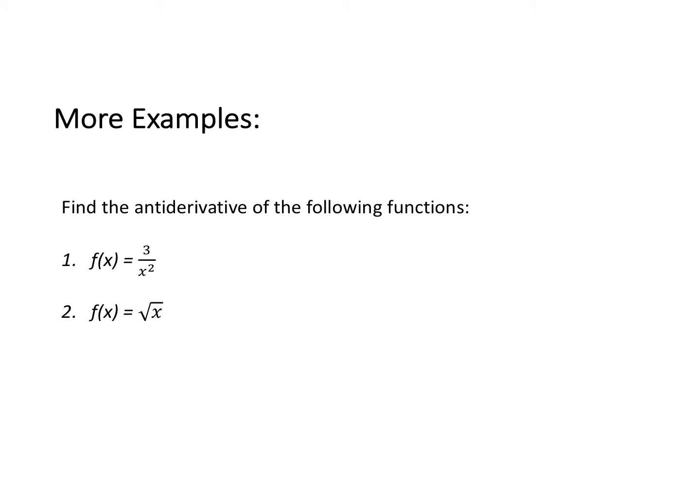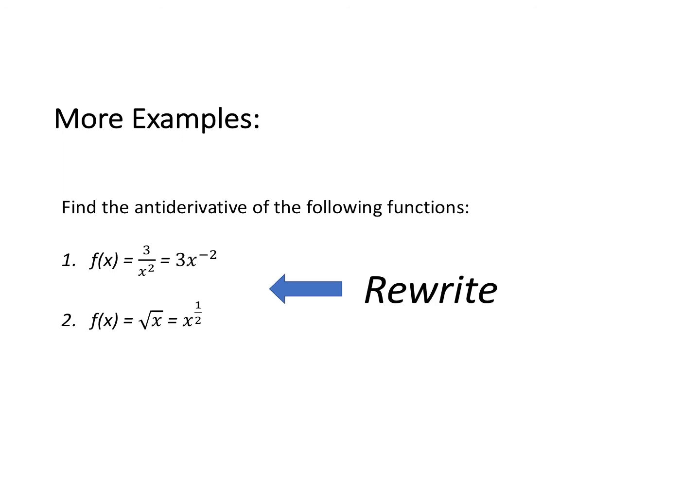So let's look at some more complicated examples. Let's say we want to find the antiderivative of the following functions. The first of them is f of x is equal to 3 over x squared. The second is f of x is equal to the square root of x. First thing we're going to do is rewrite them. Instead of 3 over x squared, we're going to write that as 3x to the minus 2 power. And instead of the square root of x, we're going to rewrite that as x to the 1/2 power.